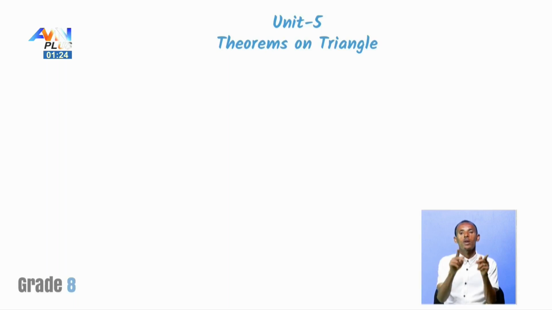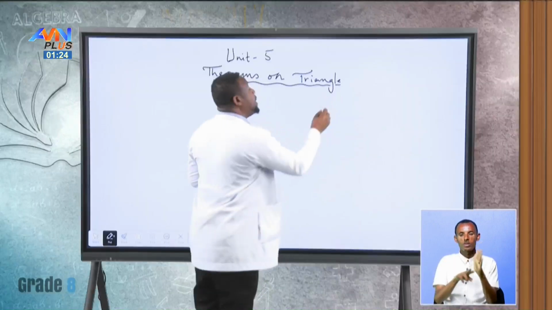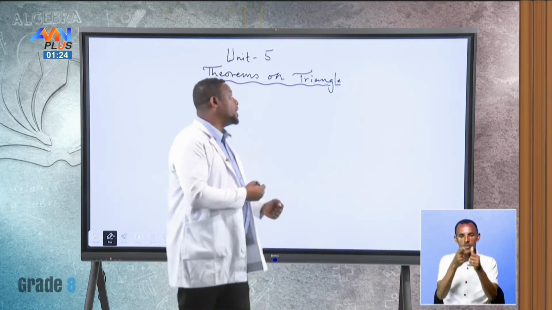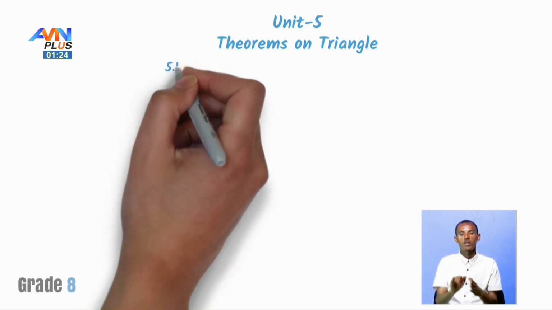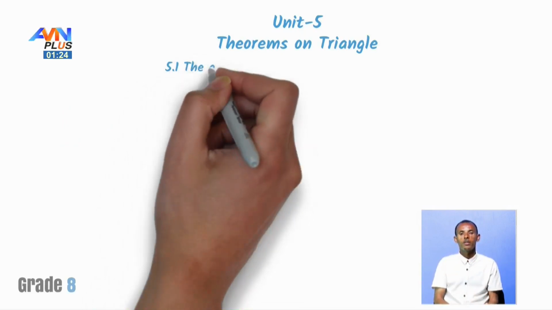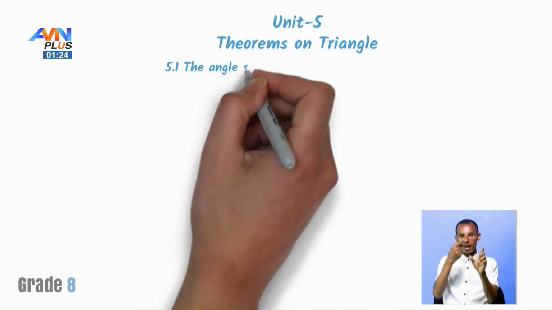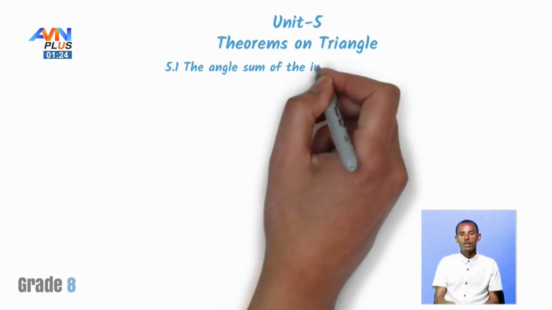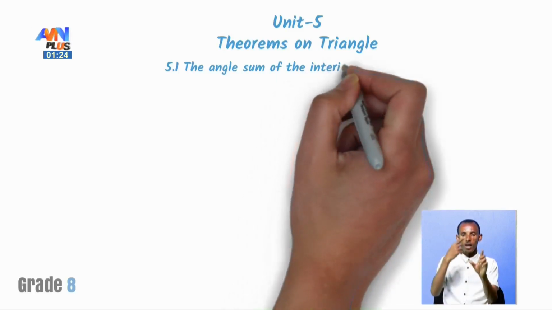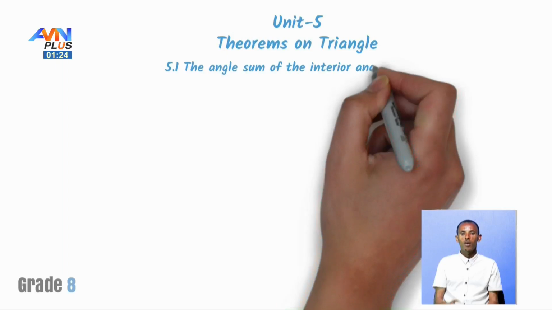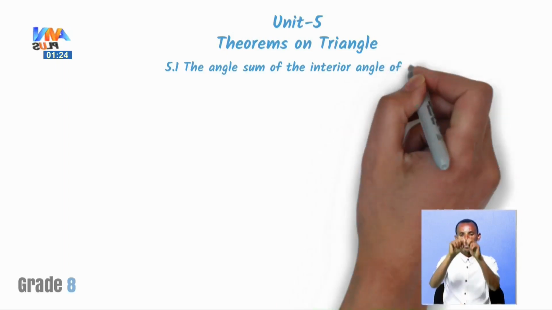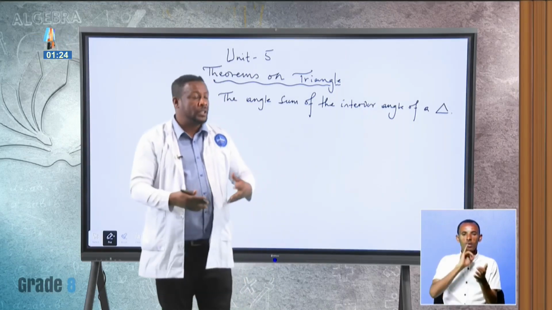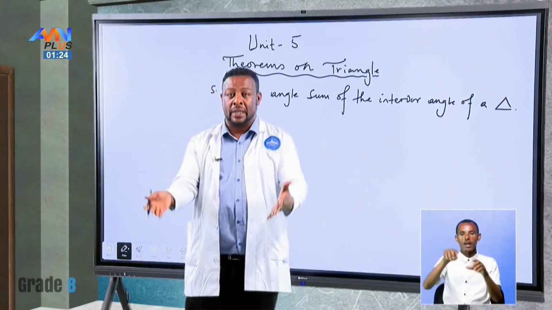Okay, so under this unit, there are three major subtopics. The first subtopic in this unit is about the angle sum of the interior angles of a triangle, okay? So 5.1 is about the sum of the interior angles of a triangle, okay?